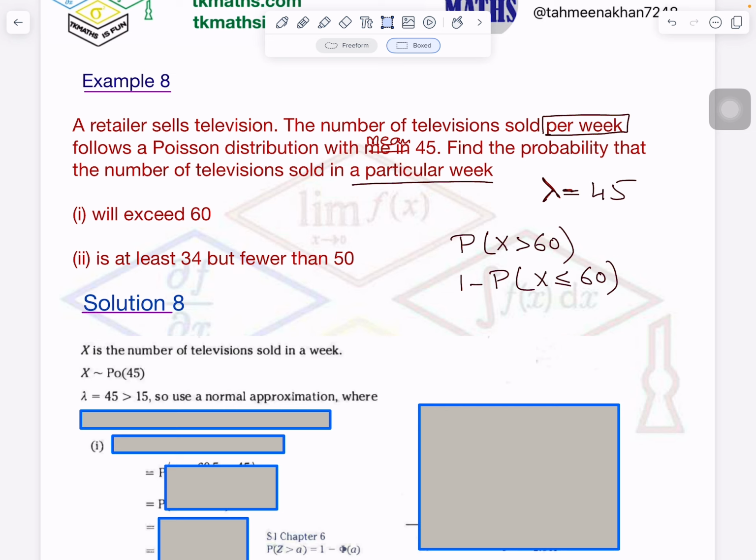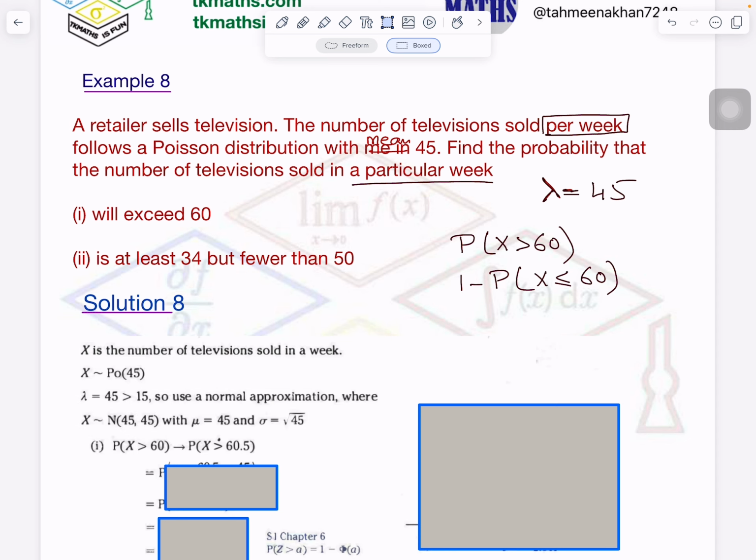That's why I'm going to apply normal distribution, right? Now you will write the normal distribution here. And now you will calculate the probability. Now, very important thing, because it was probability of X greater than 60, just a minute.